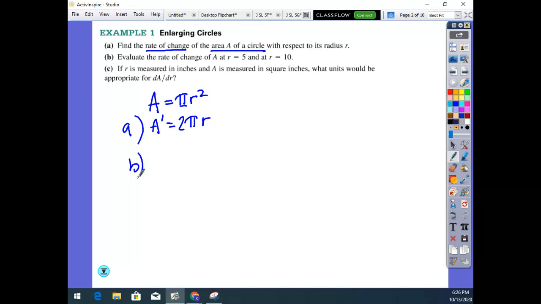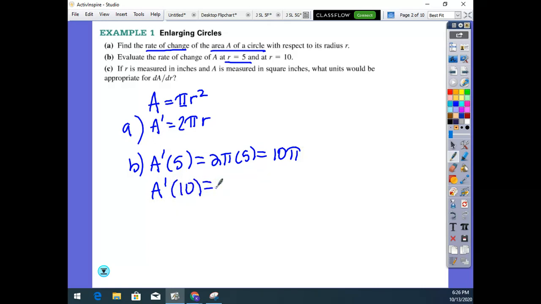Letter B just says evaluate when r is 5. A prime of 5 equals 2 pi times 5, which is 10 pi. A prime of 10, which is 20 pi.